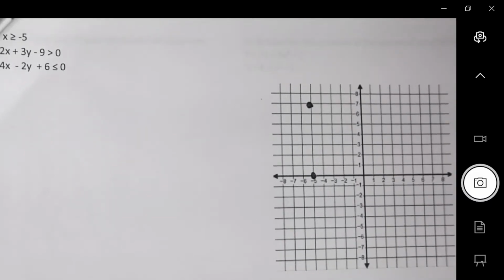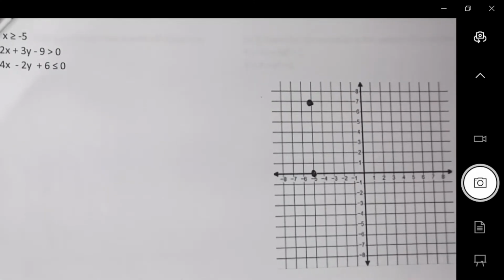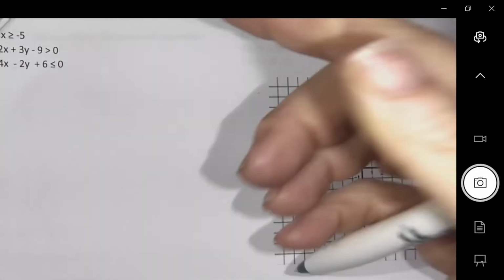Do you know what kind of special line it's going to make? Do you remember it from grade 10? It's going to be vertical. It's going to go straight up and down. Okay, what kind of line will I draw? Is it going to be dashed or solid? Solid, because it says it could also be equal to.